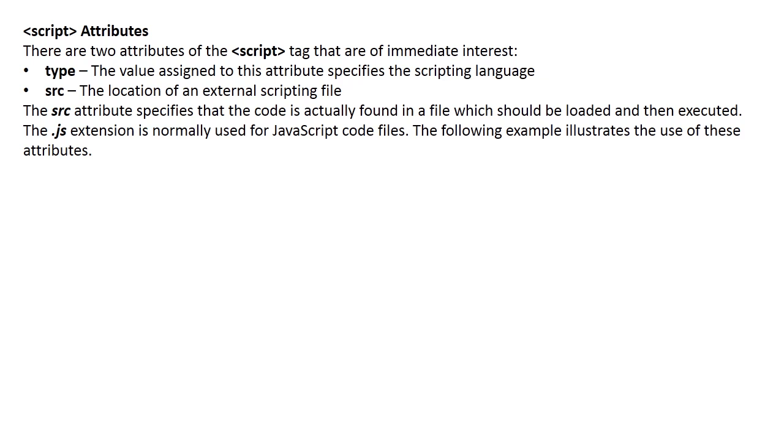We have script attributes. There are two attributes of the script tag that are of immediate interest. They are one, type. The value assigned to this attribute specifies the scripting language. Two, source, the location of an external scripting file. The source attribute specifies that the code is actually found in a file, which should be loaded and then executed. The .js extension is normally used for JavaScript code files. The following example illustrates the use of this attribute.